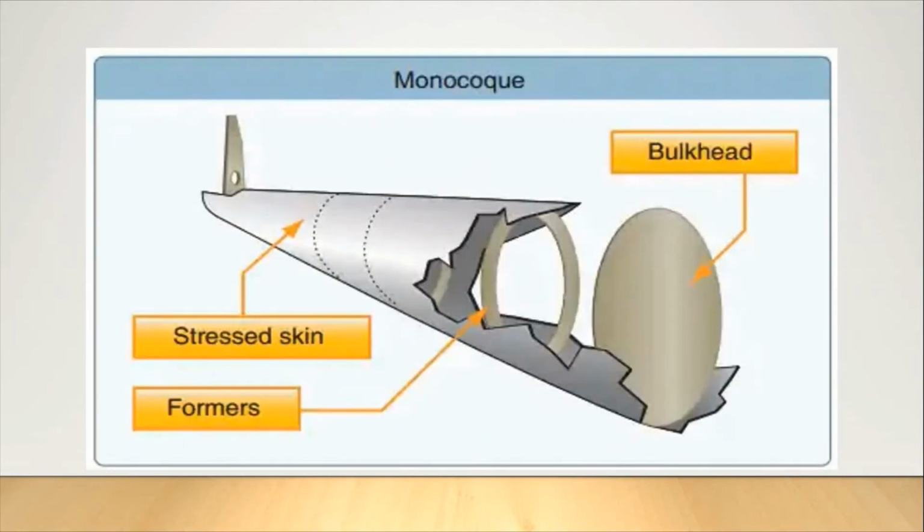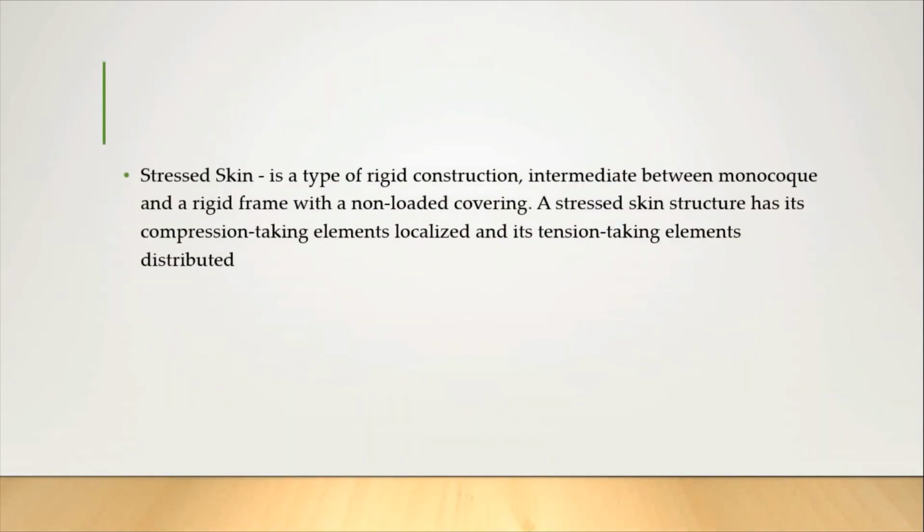It consists of the bulkhead, stress skin, and formers. So the bulkhead was discussed earlier. It's an upright wall within the fuselage. So what are stress skins? It is a type of rigid construction intermediate between monocoque and a rigid frame with a non-loaded covering. A stress skin structure has its compression-taking elements localized and its tension-taking elements distributed.